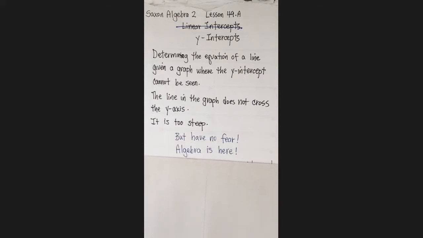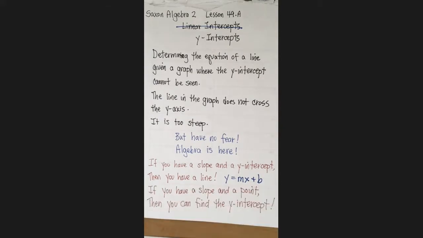But never fear, have no fear, algebra is here. Remember that if you have a slope and a y-intercept, then you have a line: y equals mx plus b. And those pairs of x and y are any point on that entire line. Also, if you have a slope and a point, then you can find the y-intercept. And that's like the little twist in part A.